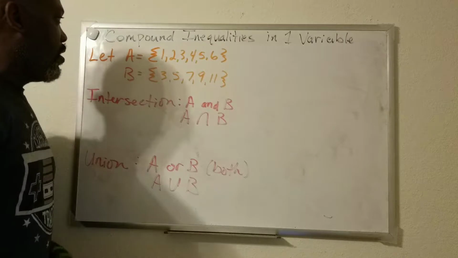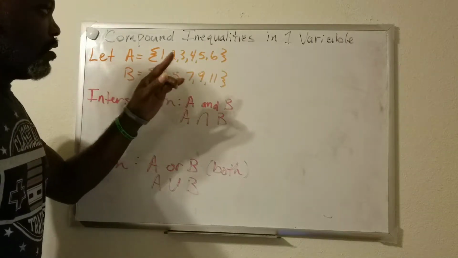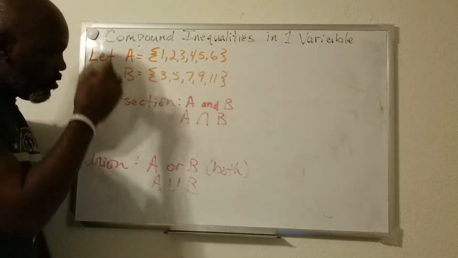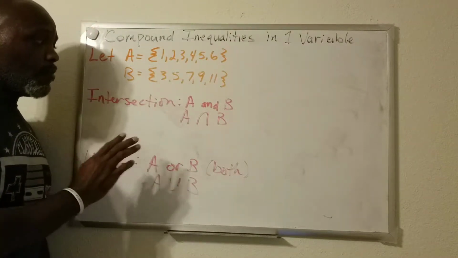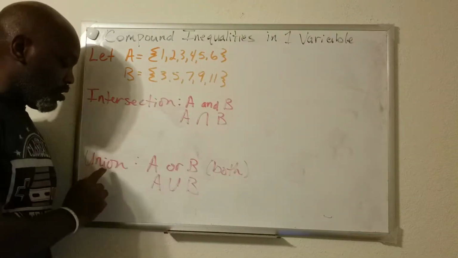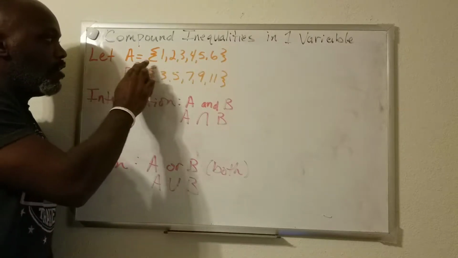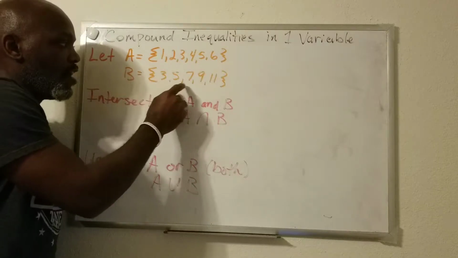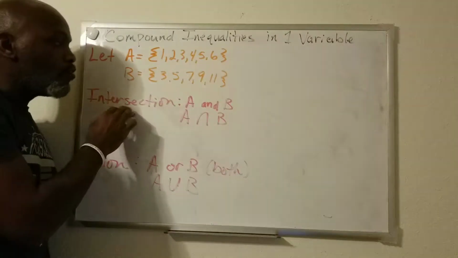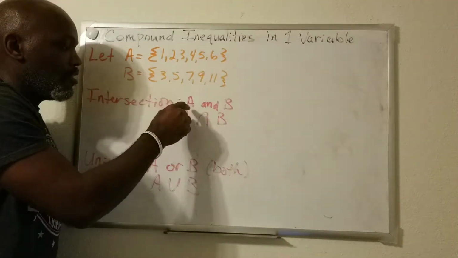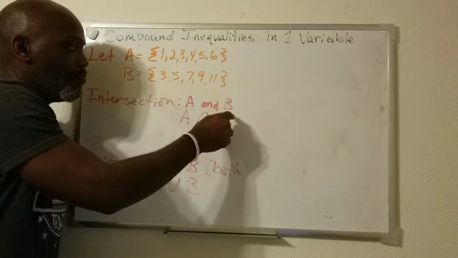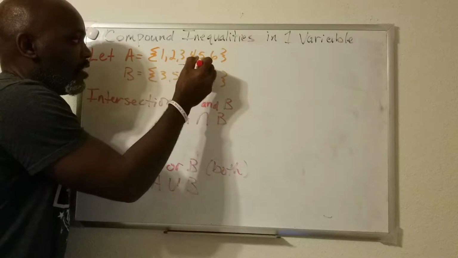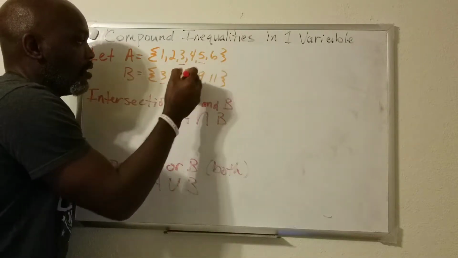Okay, so this is compound inequalities in one variable. What we're going to be showing you is two words, maybe more, but for sure for now, intersection and union. Now, if you can see these solution sets, this is 1 through 6, this is 3, 5, 7, 9, 11. Intersection means what is in A and in B.